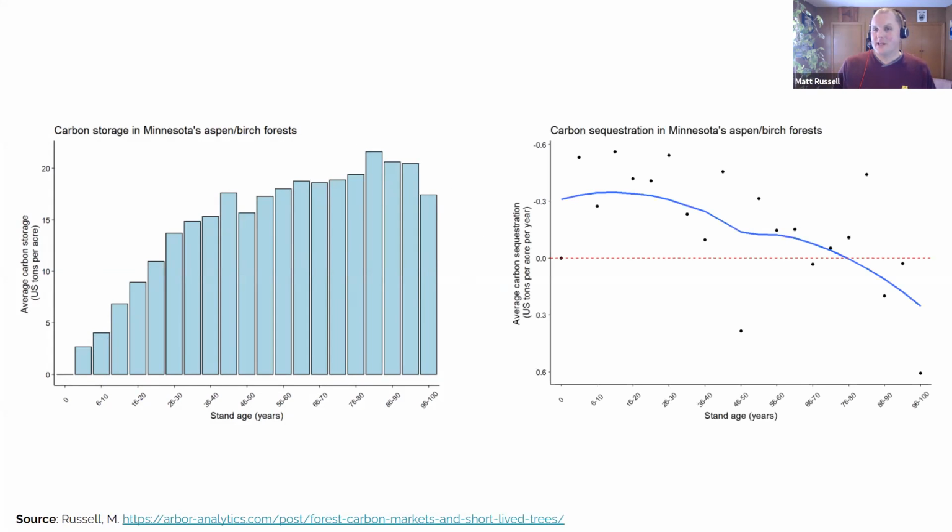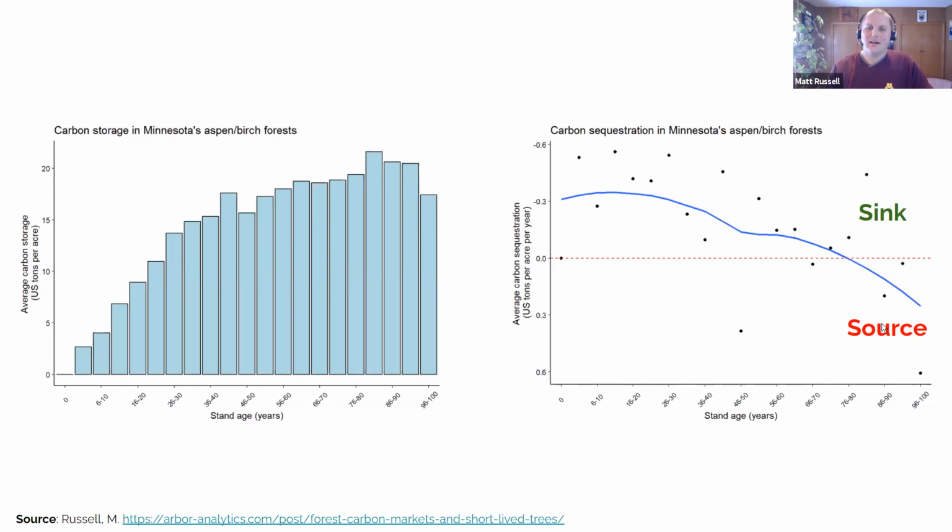So what about carbon sequestration? This is a graph of those same FIA plots looking at carbon sequestration in aspen and birch forests. Very similarly, you can see a lot of sequestration happening early on when stands are developing, but as they go through time, they end up becoming a source because they eventually fall apart unless there are trees there to replace the dying aspen.